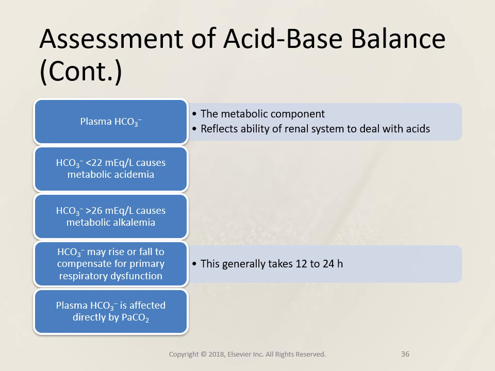A primary increase in bicarbonate that causes alkalemia, a pH greater than 7.45, is termed metabolic alkalosis. A primary decrease in bicarbonate that causes acidemia, a pH of less than 7.35, is termed metabolic acidosis. Bicarb levels may also change as a compensatory or secondary response to primary changes in PaCO2 levels. This usually requires at least 12 to 24 hours to occur, with full compensation taking as long as 3 days or more.